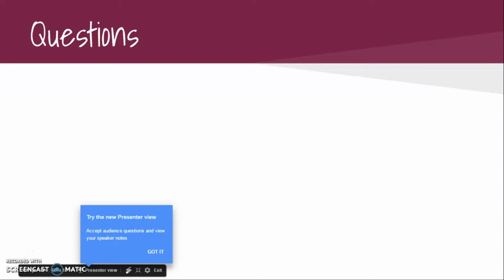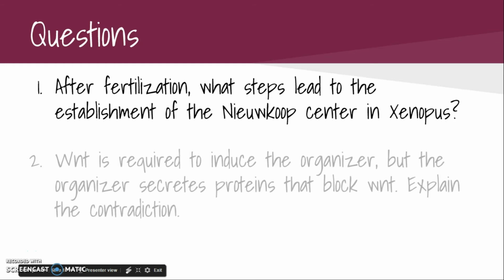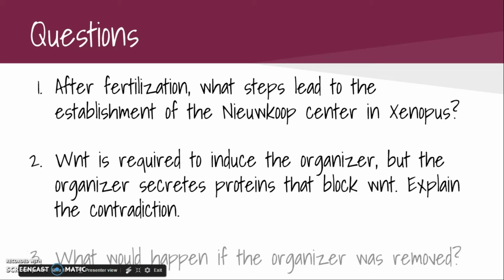Here are some study questions. 1. After fertilization, what steps lead to the establishment of the new Nieuwkoop center in Xenopus? 2. Wnt is required to induce the organizer, but the organizer secretes proteins that block Wnt. Explain the contradiction. 3. What would happen if the organizer was removed? Feel free to pause the video at this point to answer the questions.